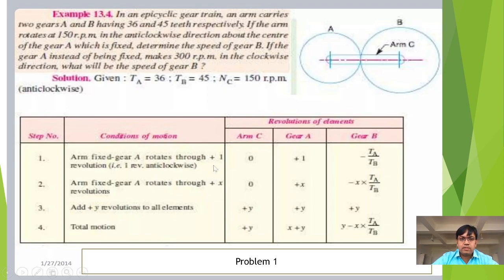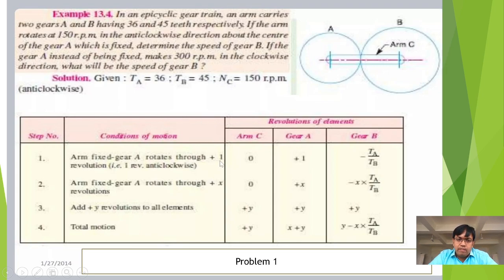NA is 1 because we have assumed gear A to be rotating for 1 revolution. You substitute 1 in place of NA. Therefore, NB is equal to minus 1 into TA by TB. That is how it comes for gear B. NB is equal to minus NA into TA by TB, because NA is 1 here. Therefore, minus 1 into TA by TB. The 1 we can remove, so it is minus TA by TB.